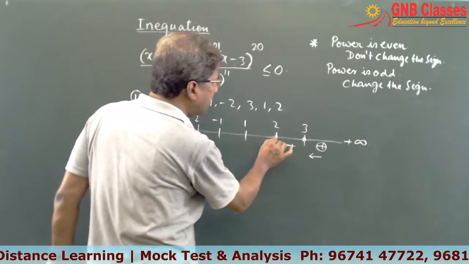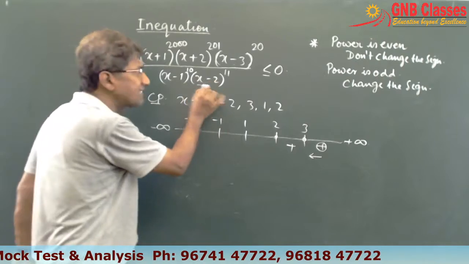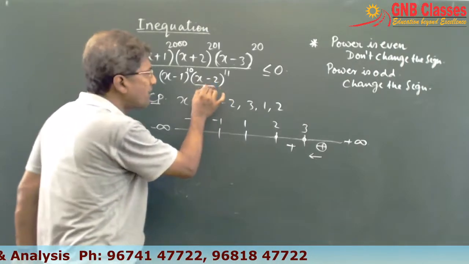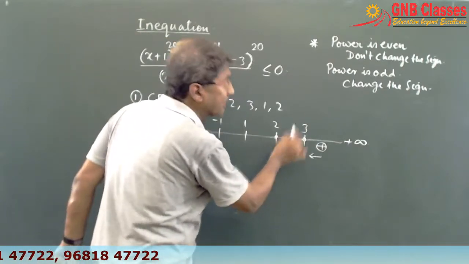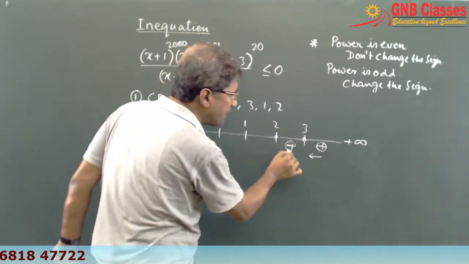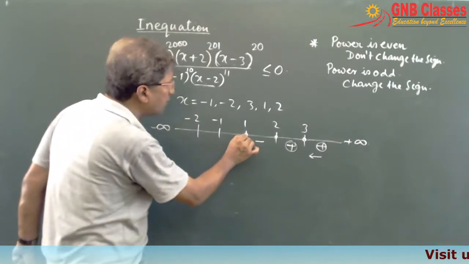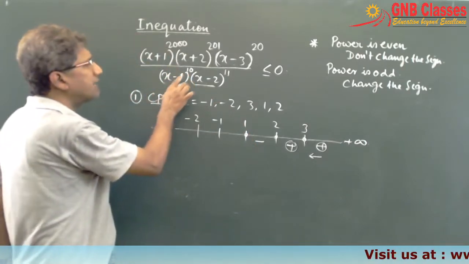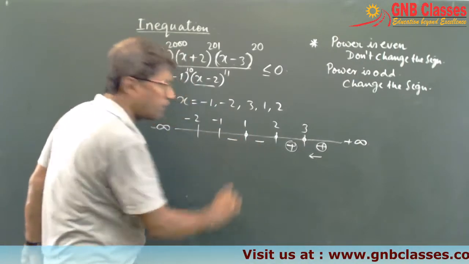Now you are crossing the point 2. Where did 2 come from? From here. Not the denominator. It came from this factor. What is the power of this factor? Odd. Odd means what? Change the sign. Odd means change the sign. So here there is plus, you will write minus. Is it clear? Now you are crossing the point 1, which came from here. The power is even. Power is even means repeat the sign that is there.